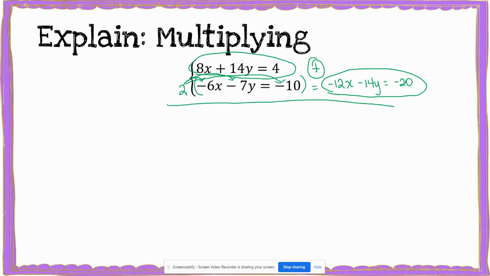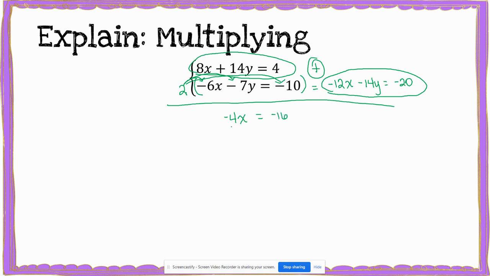So I'm going to start by doing 8x plus negative 12x. 8x plus negative 12x gives us negative 4x. Then I have positive 14y plus negative 14y. Well, that gives us 0, so they will cancel each other out. Then I have positive 4 plus negative 20. Positive 4 plus negative 20 gives me negative 16.